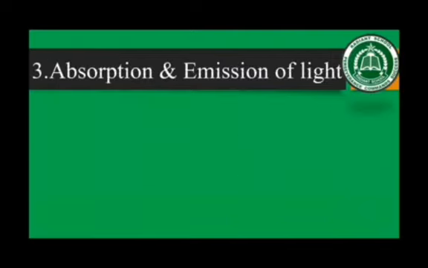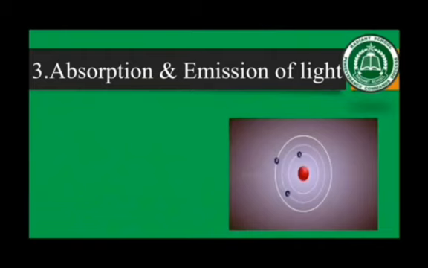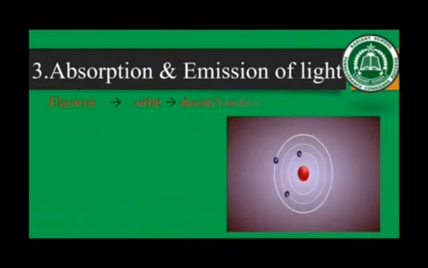The next postulate of Bohr explains the absorption and emission of energy in the form of light. When electrons are revolving around the nucleus in fixed energy orbits, they don't radiate energy. So when will an electron absorb or release energy? Let's see.